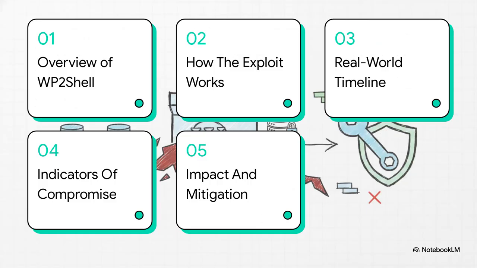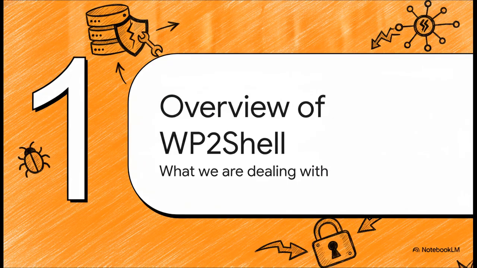To efficiently unpack all of this, we're going to follow a highly structured agenda today. We'll start with an overview of WP2Shell, then look at how the exploit actually works, run through the real-world timeline, cover the specific indicators of compromise to hunt for, and wrap up with impact and mitigation. Starting with Section 1, Overview of WP2Shell.